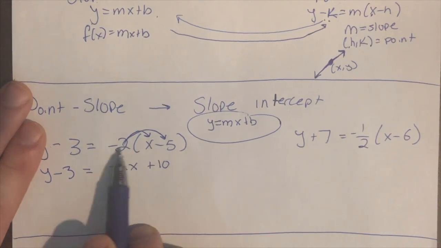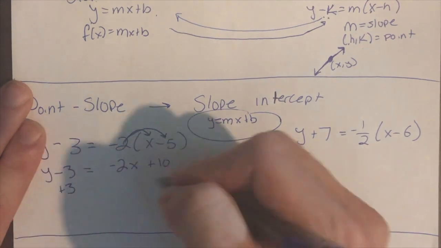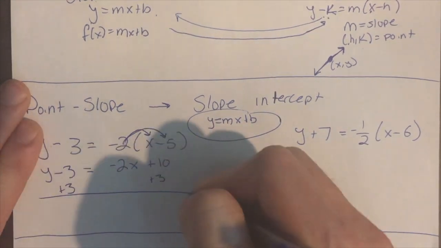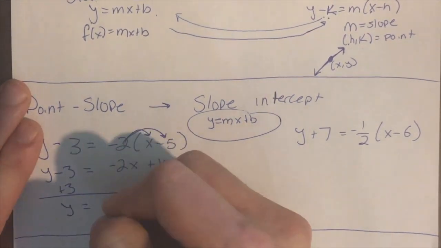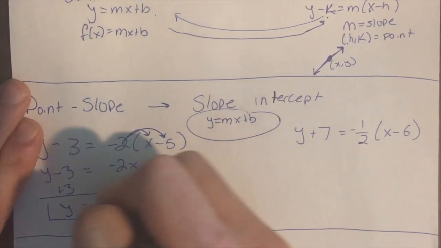There are some common things that people don't do with the distribution. One of them is they only distribute to one. The other one is the sign kind of gets them a little bit stuck. And the last thing I do is I just add the 3 on both sides, and now what I get is y alone, okay?